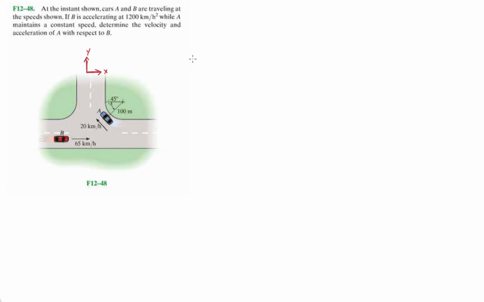Let's just dissect the information we have. We have VA, and we're given VB. Let's start with VB. That one's easy because it's just going in the positive X direction. So we're just going to have 65i plus 0j. You don't have to write 0j, I'm just doing it for you guys.